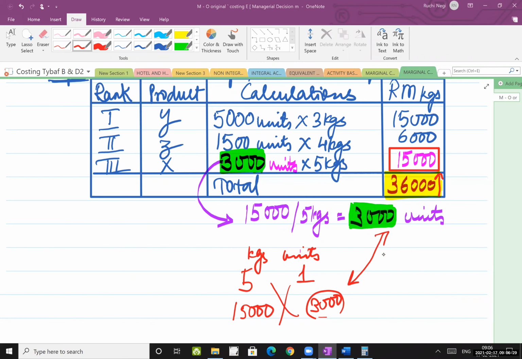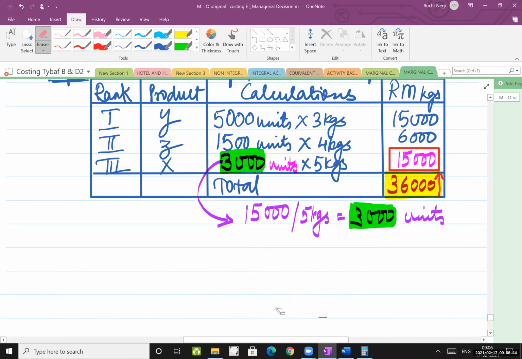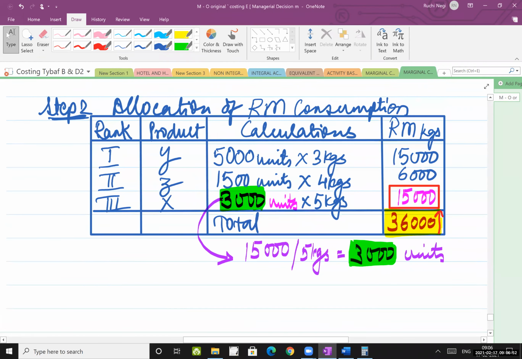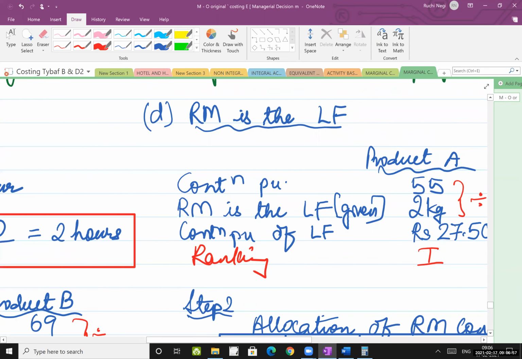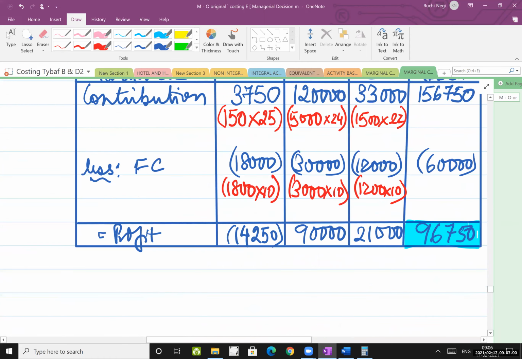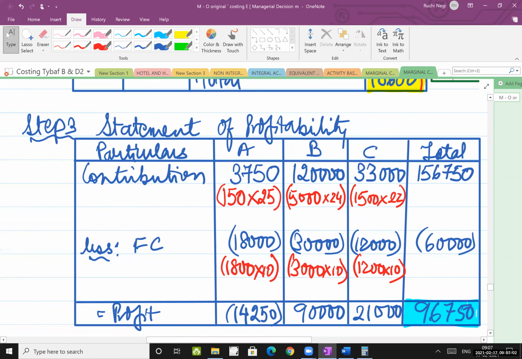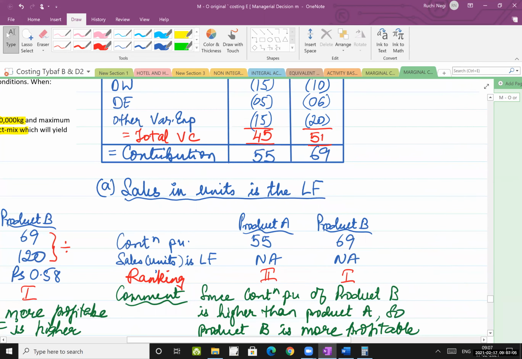Is this clear? Acknowledge it in the chat box. Is this clear to everyone? So basic of maths you should know. Now come to step 4. Step 2 is done. Last step. Come to step 3 now, this one.